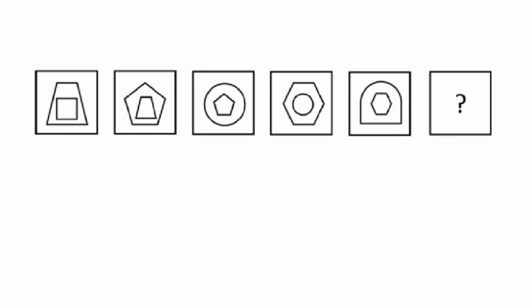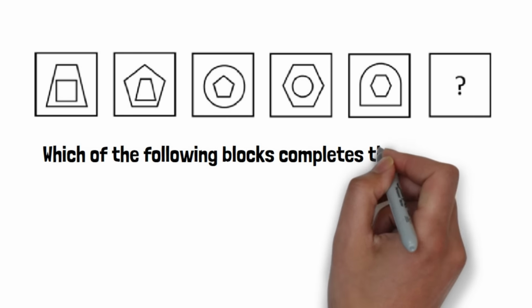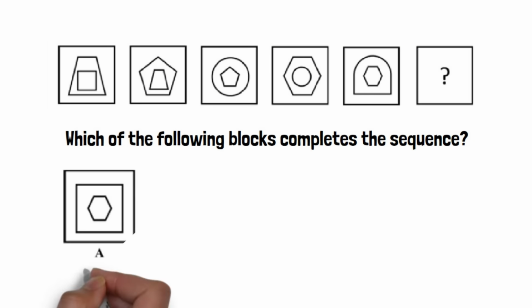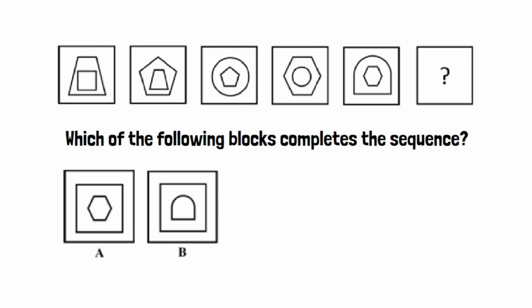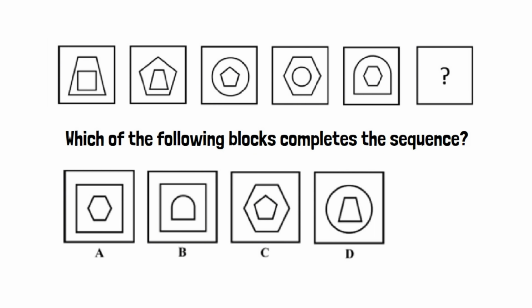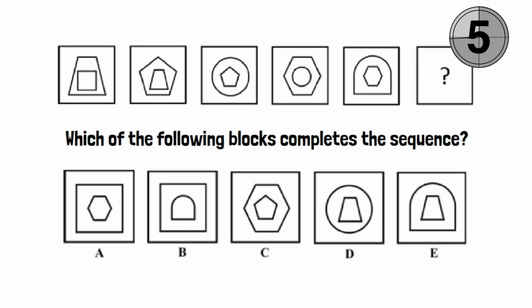Sample question: which of the following blocks completes the sequence? Option A, Option B, Option C, Option D, Option E. Correct answer, B. Explanation. The only rule it follows is that the outer shape of the preceding block becomes the inner shape of the next block and a random shape appears outside of it.